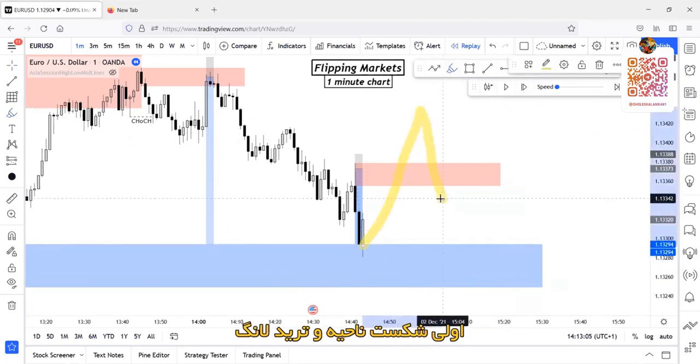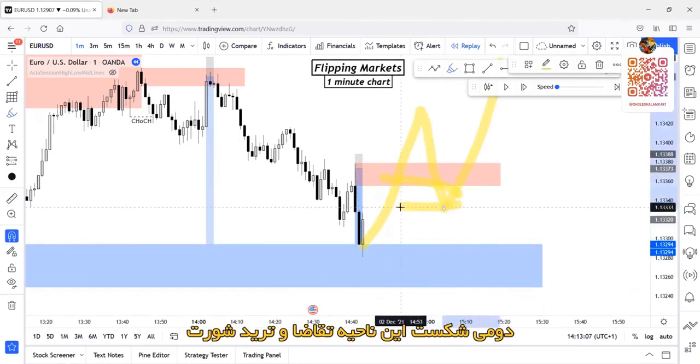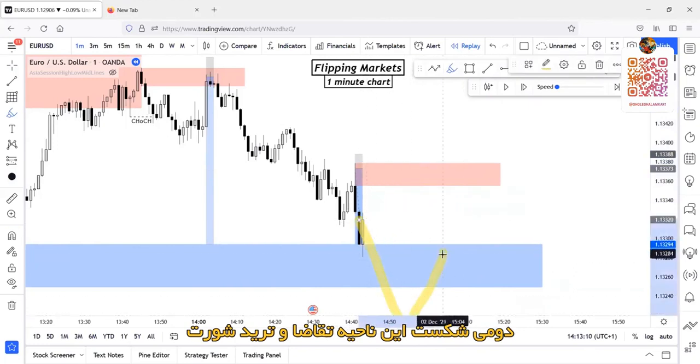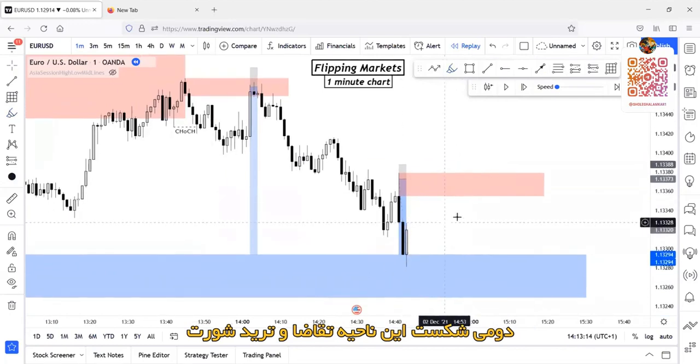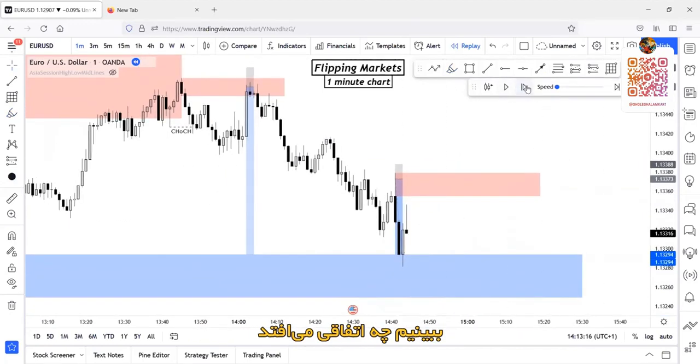So we have two scenarios here. The first is to break this zone and look for a long trade. The second one is to break this demand zone and wait for a continuation short trade. Let's see what happens. Play price.